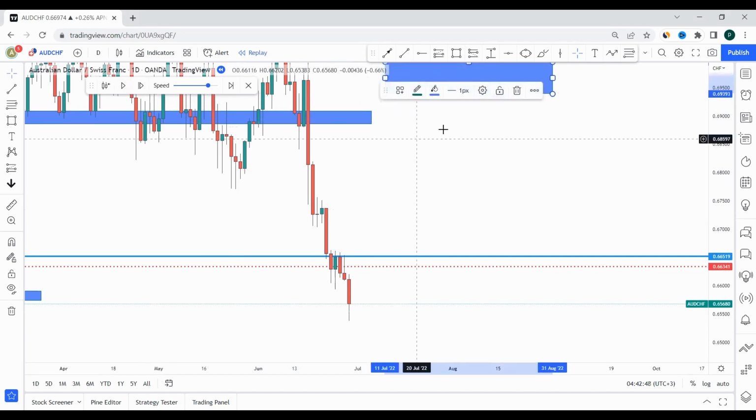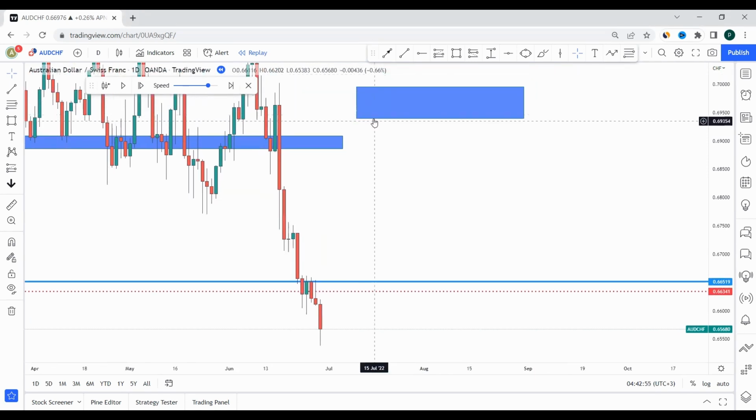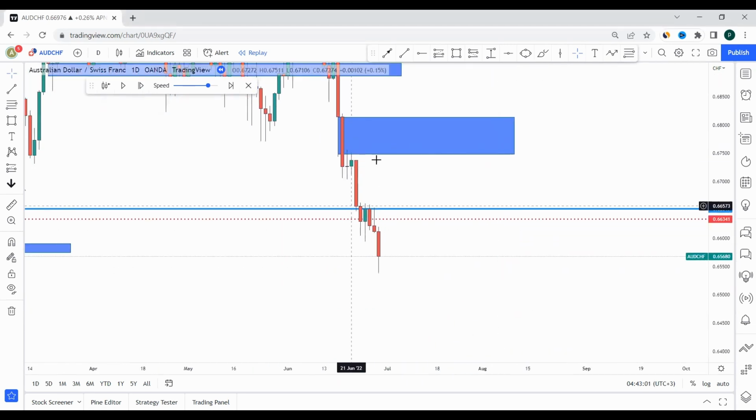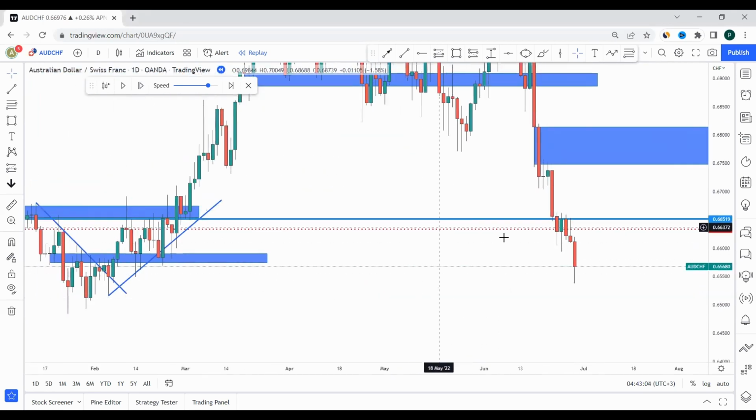Let me just remove this. Just put it back here. So the market kept making lower lows and lower highs. Now, this is the point I was telling you guys previously, that you do not need to start squeezing your eyes to look for historical turning points.